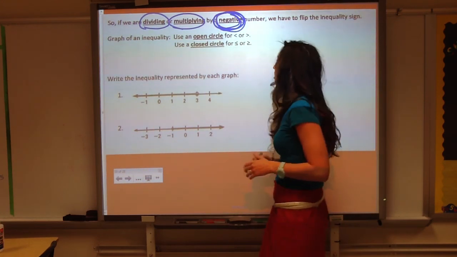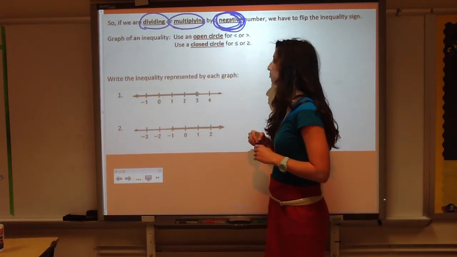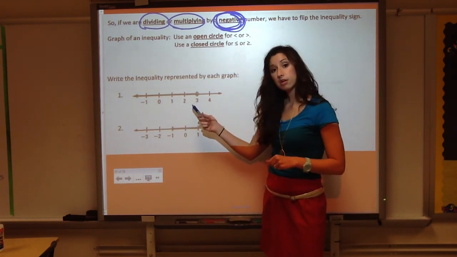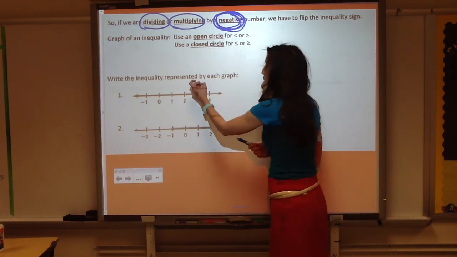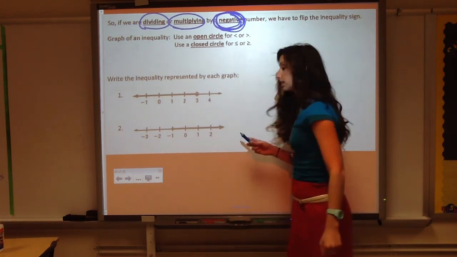Negative numbers. Okay, so let's take a look. Write the inequality represented by each graph. Well, now we have a visual representation. If this is what our graph looks like, we can easily verify what number we're talking about. So locate where your circle is. In this instance, it is a 3.